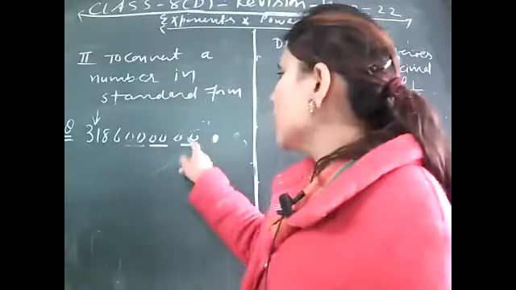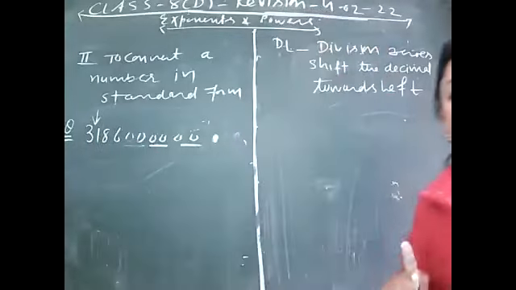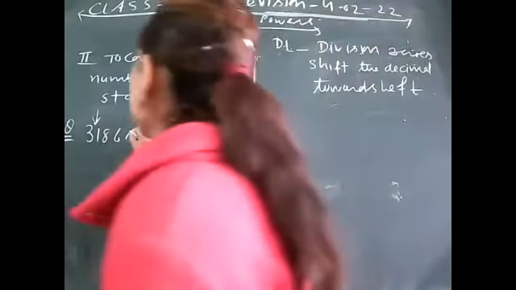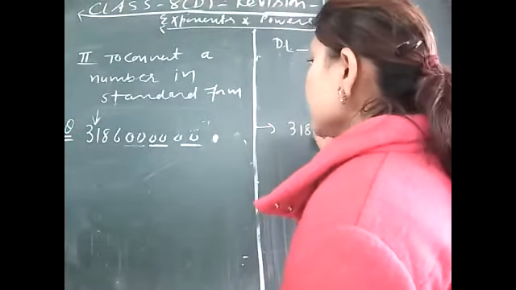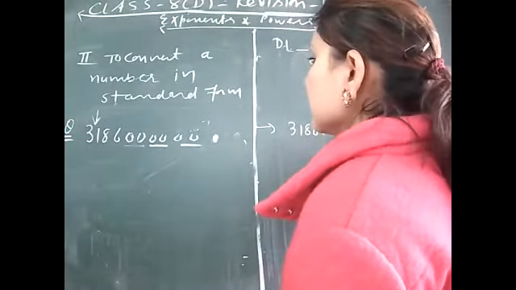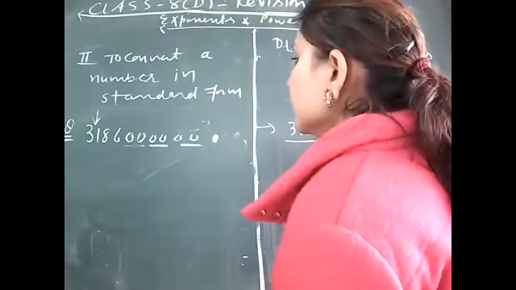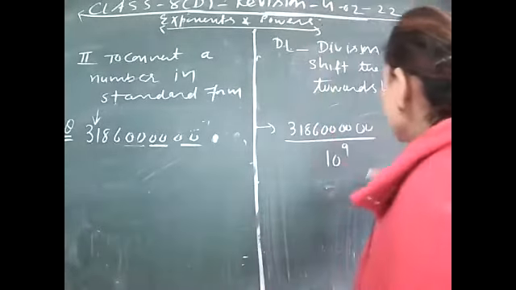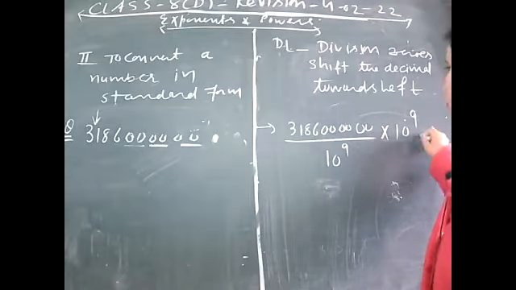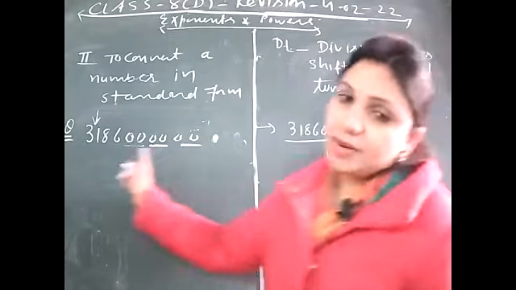So how many places? 1, 2, 3, 4, 5, 6, 7, 8, 9. 9 places towards the left side the decimal has to move. So we will write 3186 9 places. So 10 raised to 9 divide and 10 raised to 9 multiply. Now you know, the decimal is to move towards the left side.